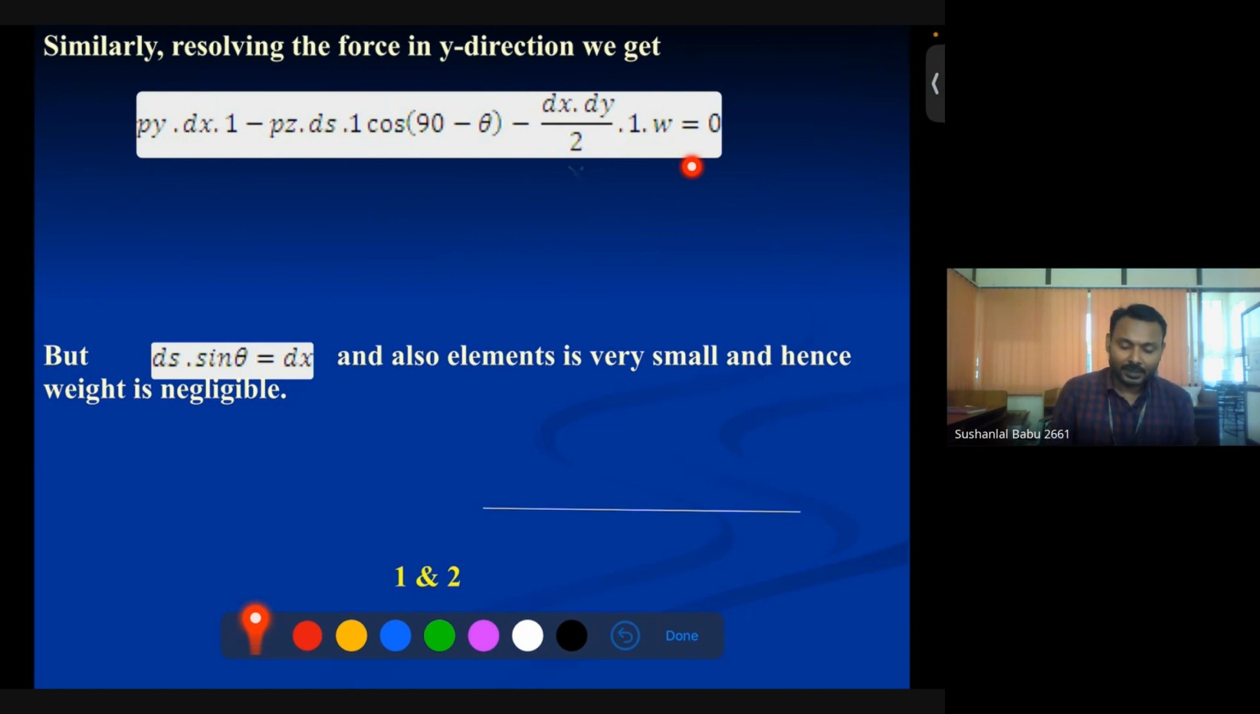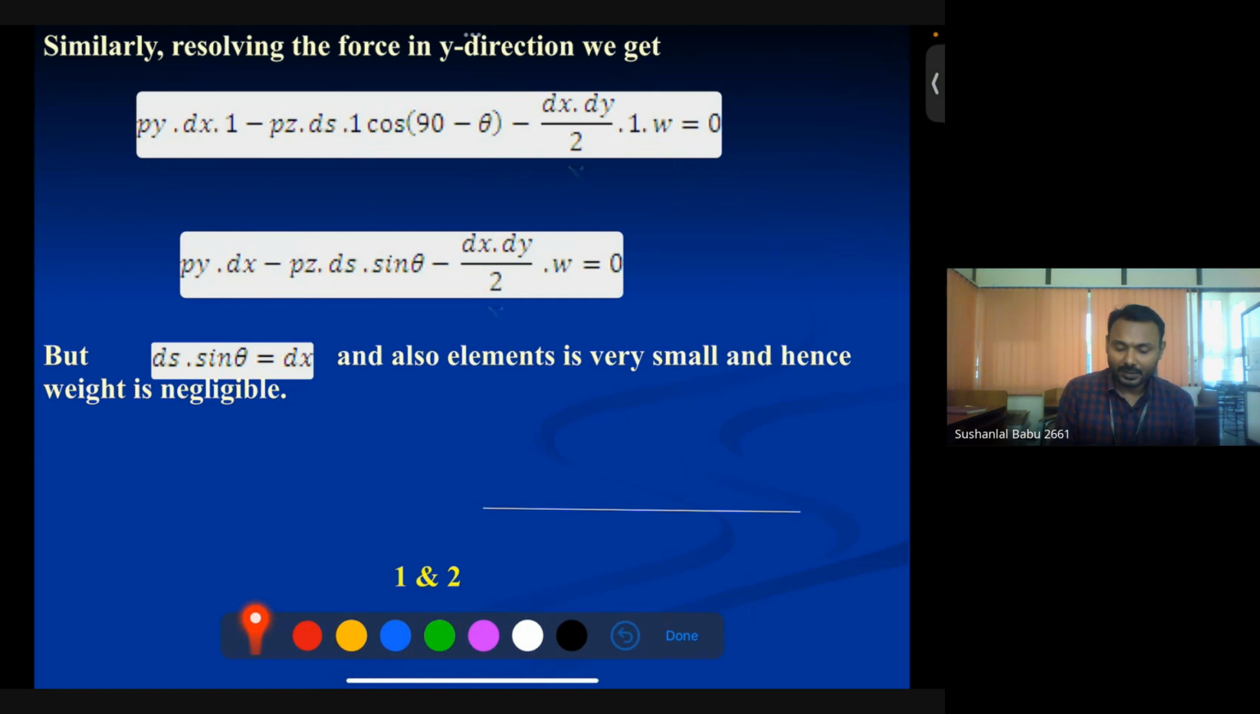Using the trigonometric relations, cos(90 minus theta) is sin theta, and ds sin theta is nothing but dx. Also the element is very small, hence the weight is negligible. How are we neglecting the weight? Since it is an infinitely small element, the weight will be very small compared to the pressure acting on that particular side.